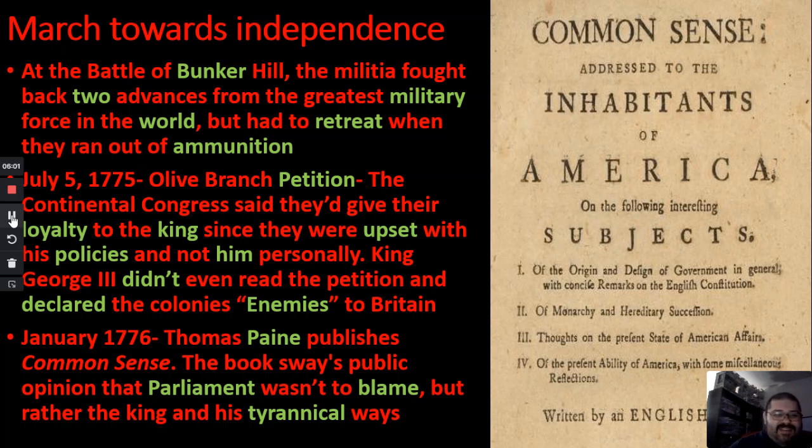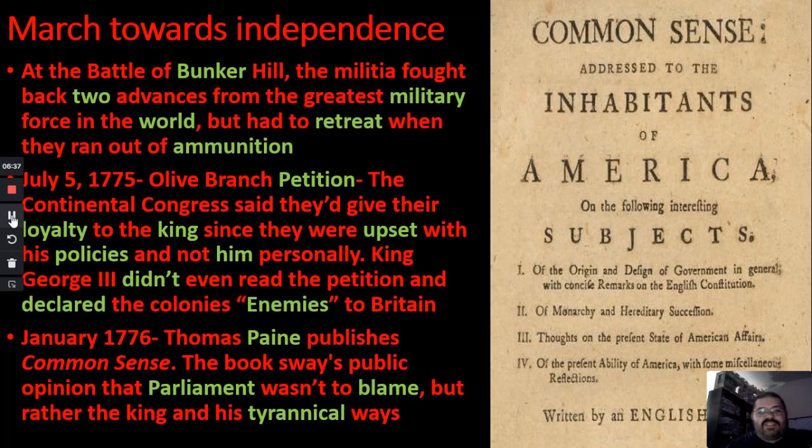Okay. Now, this is something that's pretty interesting. On July 5th, 1775, the Continental Congress actually decided, you know what? Let's send a letter to King George. So they sent this thing called the Olive Branch Petition. In this letter, it basically told the king, look, here's the thing, dude. We give you our loyalty. You can still be our king and this and that. We're not upset at you. This is not personal. It's your policies.